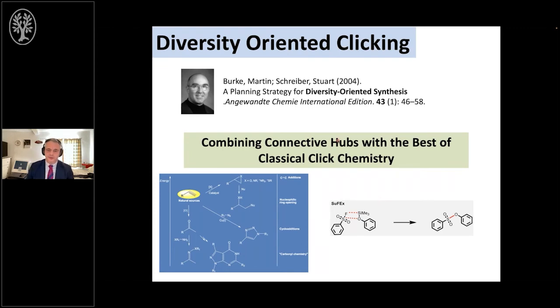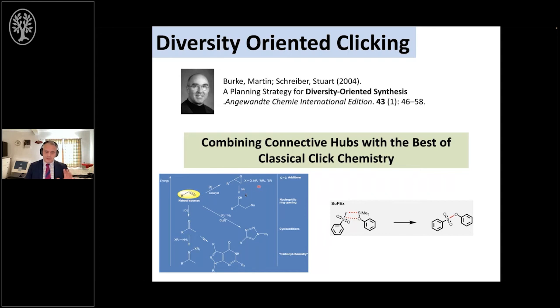Of course, we all know diversity-oriented synthesis. This was developed by Professor Schreiber. Well, diversity-oriented clicking really falls under the umbrella of DOS, but it combines the best of classical click chemistry, which had kind of been ignored really under the shadow of CuAAC at least, and modern SuFEx chemistry. So just quickly mentioning classic click chemistry, we're talking about oxidation of olefins, condensation reactions, cycloaddition reactions, epoxide openings, etc.